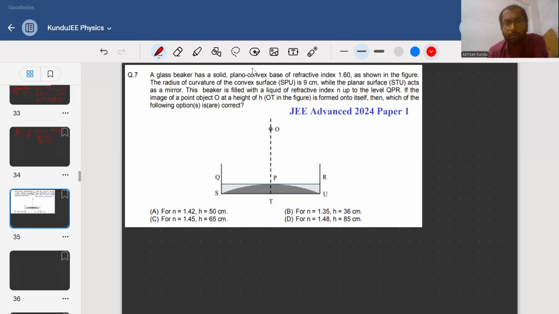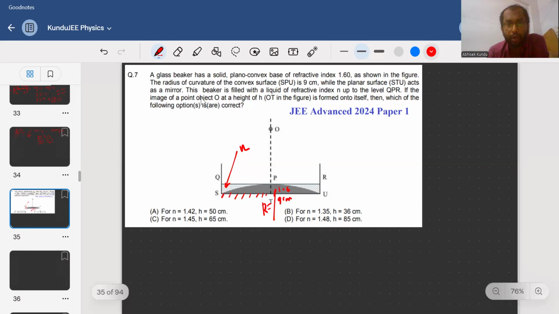A glass beaker has a solid plano convex lens base of refractive index 1.6. That means the refractive index of this lens is 1.6. The radius of curvature of the convex surface is 9 centimeter. The radius of curvature here is 9 centimeter, R. And the planar surface acts as a mirror. So here there is a mirror placed. This beaker is filled with a liquid of refractive index n up to the level of the upper surface. So the refractive index of the liquid is n.